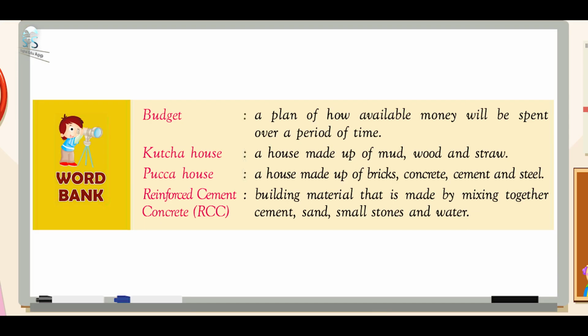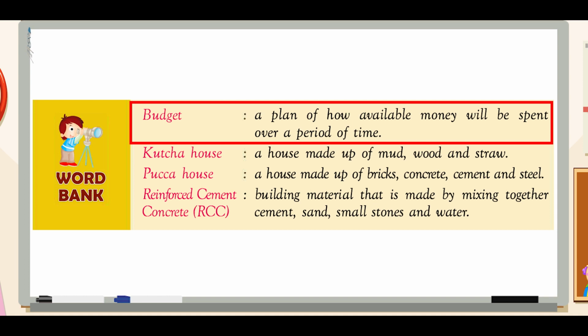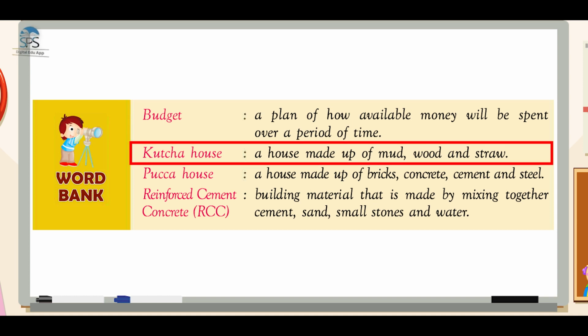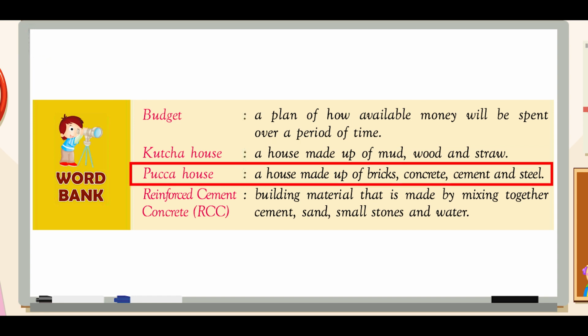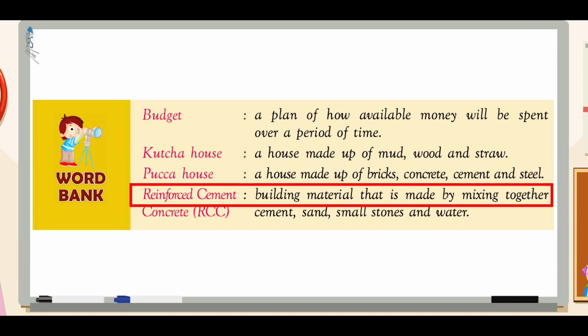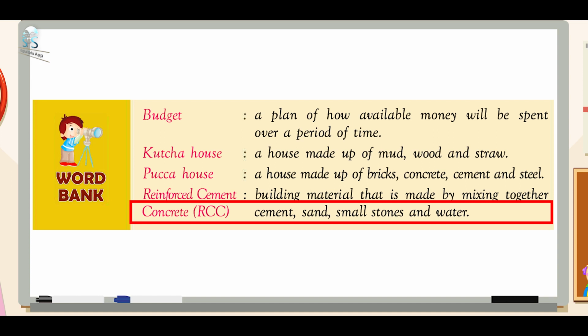Budget. A plan of how available money will be spent over a period of time. Kacha house. A house made up of mud, wood and straw. Pakka house. A house made up of bricks, concrete, cement and steel. Reinforced cement. Building material that is made up of mixing together concrete, RCC, cement, sand, small stones and water.